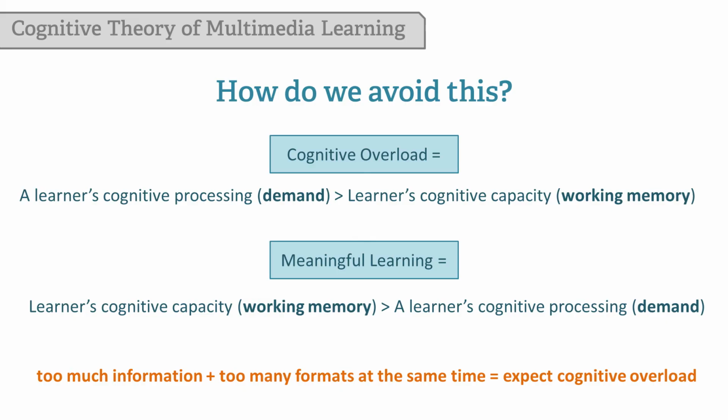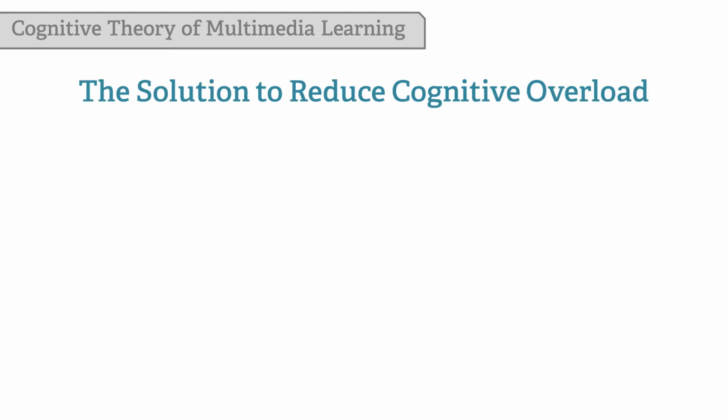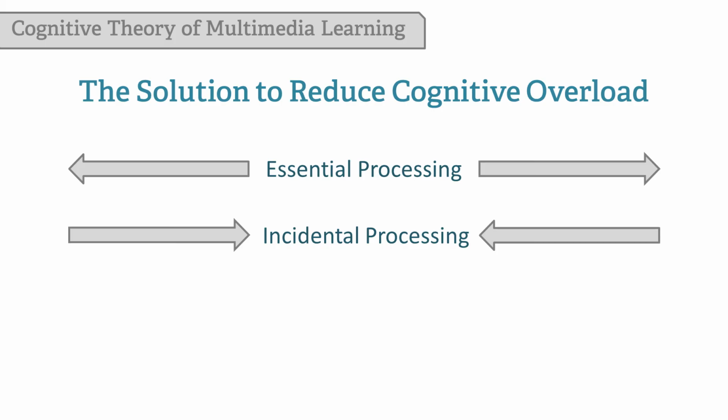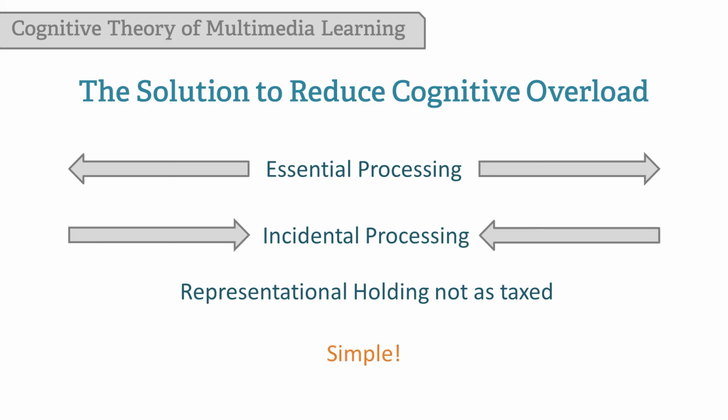Basically, with too much information plus too many formats all at the same time, you can expect cognitive overload. The solution to reduce cognitive overload in multimedia learning experiences is to spread out the balance of essential processing, minimize incidental processing, and by default, representational holding is not as taxed. Simple, right?